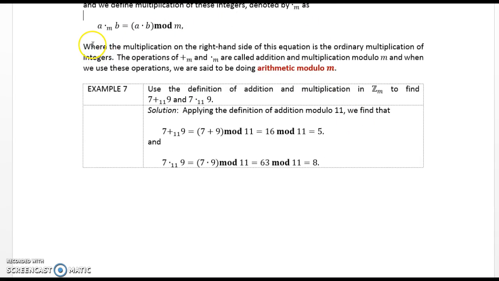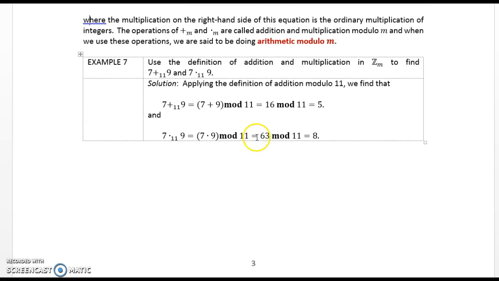where the multiplication on the right-hand side of this equation is the ordinary multiplication of integers. The operations of addition subscript m and multiplication subscript m are called addition and multiplication modulo m. And when we use these operations, we are said to be doing arithmetic modulo m.